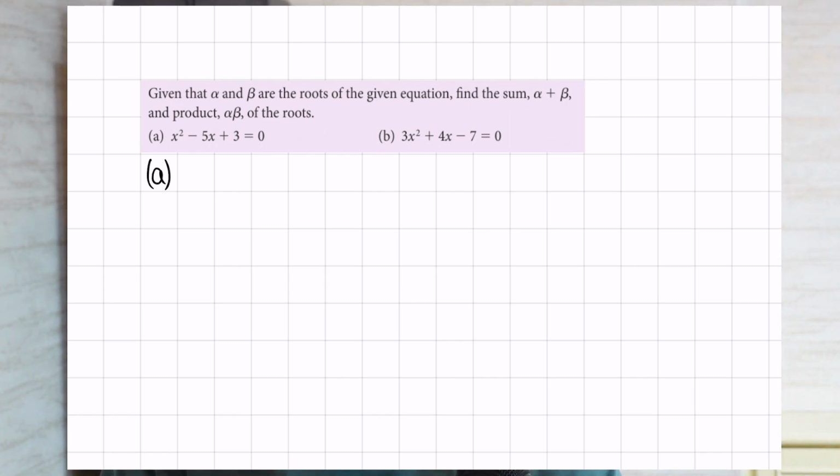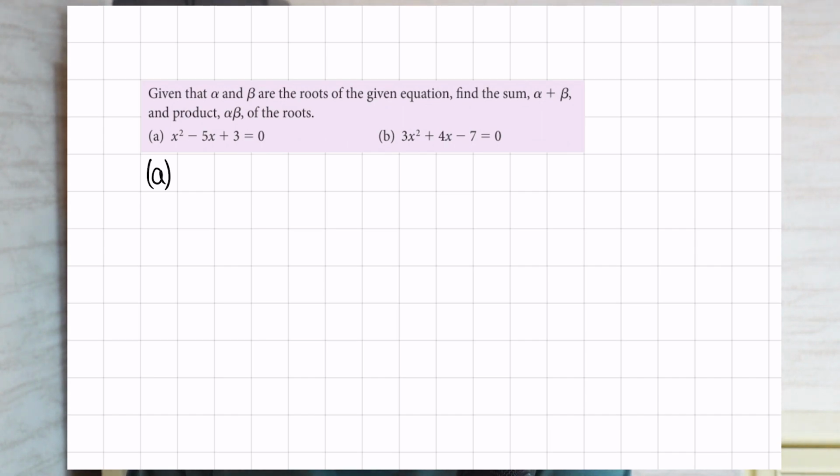Given that alpha and beta are the roots of the given equation, find the sum alpha plus beta and the product alpha times beta of the roots. So for this kind of equation, the first thing we need to do is to identify all the coefficients a, b, and c, and then we should just apply the formula we just learned. So for question number A, we have x squared minus 5x plus 3. It's not that hard to identify that the value of a is just equal to 1. The value of b is equal to negative 5. Don't forget the negative sign. And also the value of c is then equal to 3.